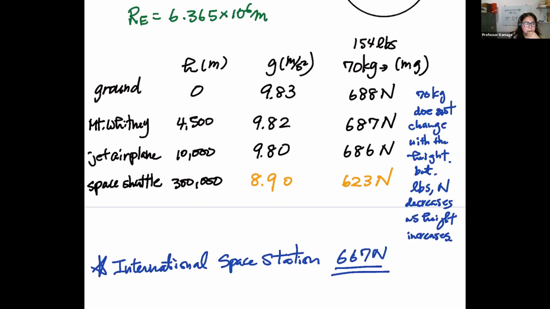So what does that mean? In a space shuttle, you go up into space and you still have a gravitational acceleration of 8.9. You're still going to have a 70-kilogram person with a gravitational force of 623 Newtons. Let's see this video.